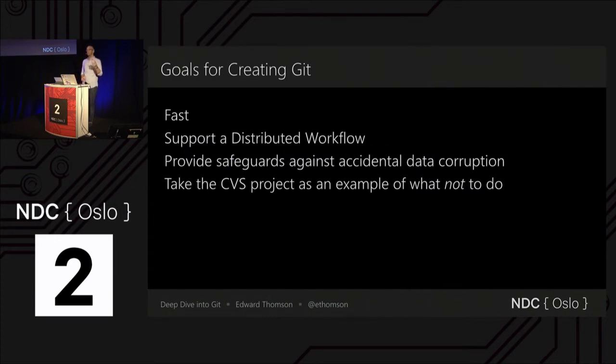First of all, it has to be fast. Second of all, it has to support a distributed workflow. There are people working on the Linux kernel from all over the world. Third, it has to provide safeguards against accidental data corruption. And if there's ever a doubt as to the direction the project should take, you should look at CVS, the Concurrent Versions System. It's the version control system that he was using, as an example of what not to do. There are 4 things on this list, and one thing is missing. Noticeably absent is easy to use.